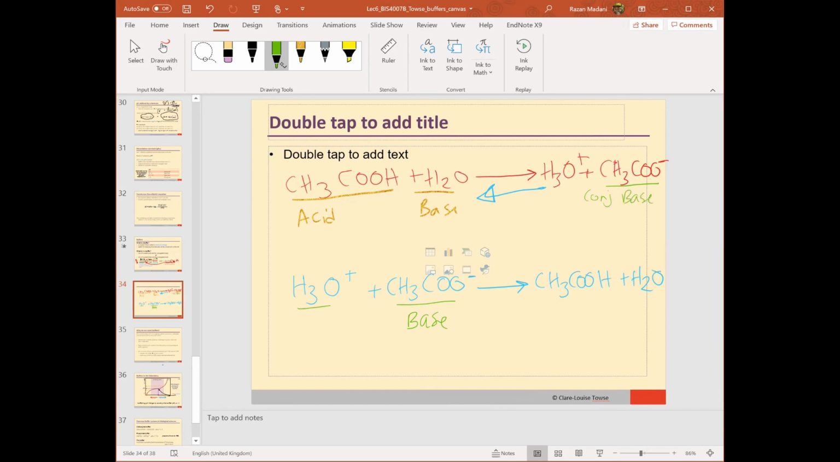Because we're going that way. We're asking about that way. And this one, obviously, conjugate acid. That makes sense because here, look at it, it's a plus and it lost an H, so it has donated. And an acid is a donor.